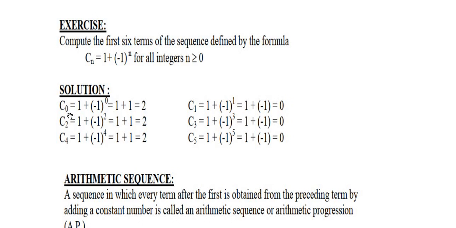The first term c0 is equal to 2, c1 is equal to 0, c2 is equal to 2, c3 is equal to 0, c4 is equal to 2, and c5 is equal to 0. The sequence will be 2, 0, 2, 0, 2, 0. These are the 6 terms of the sequence, and you will write these terms in comma form.